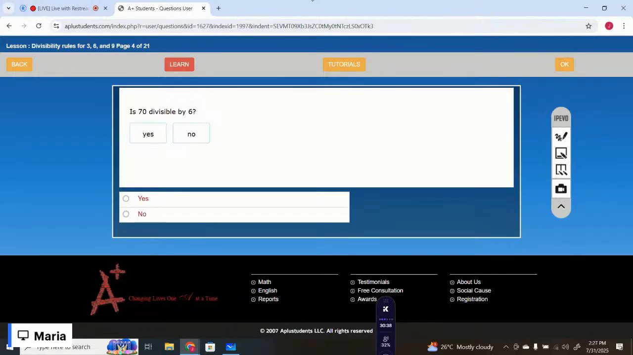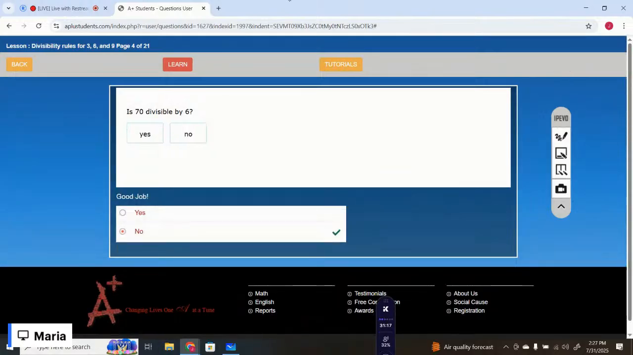Is 70 divisible by 6? The correct option is no. Option number 2 is the correct option.